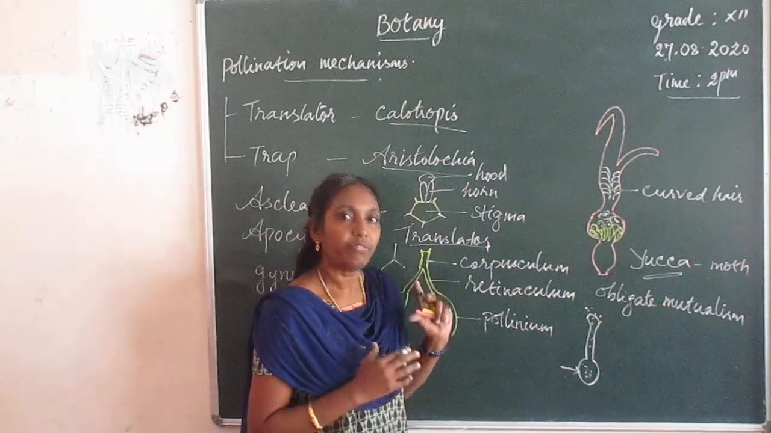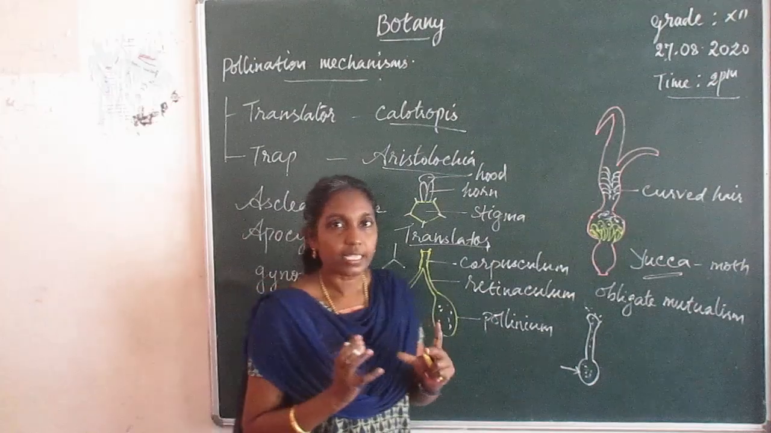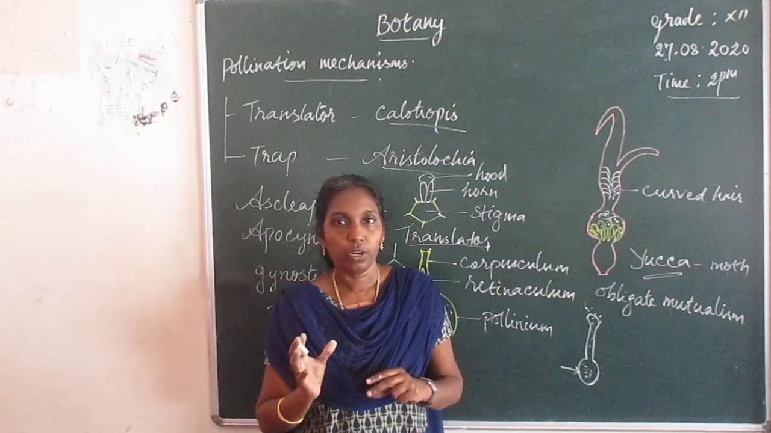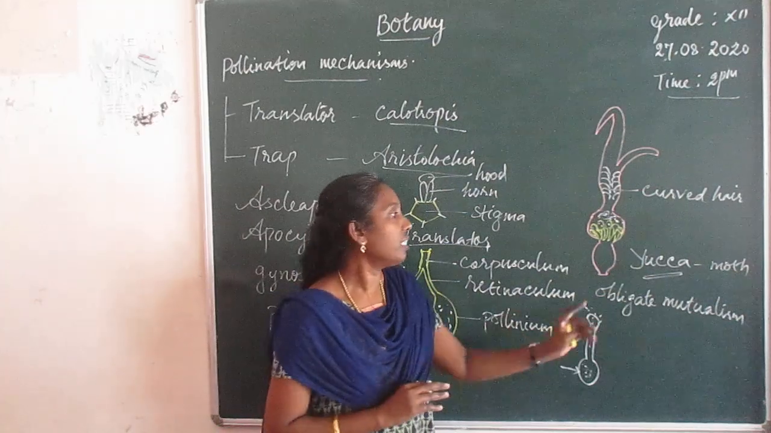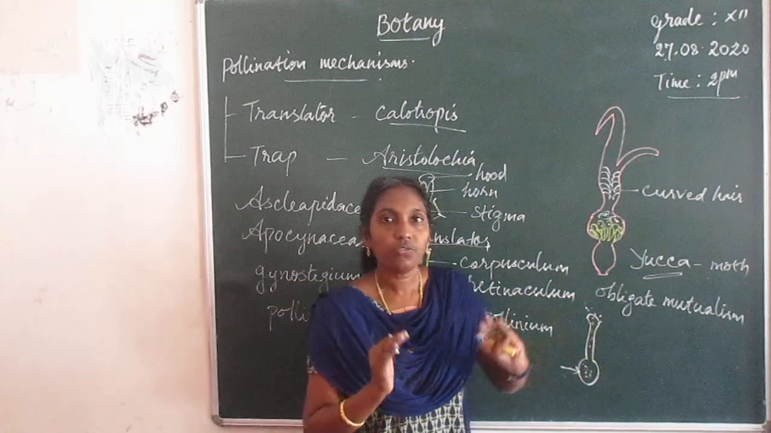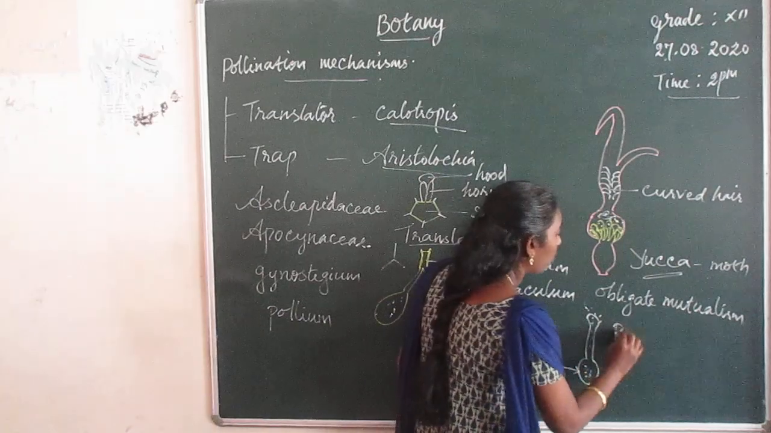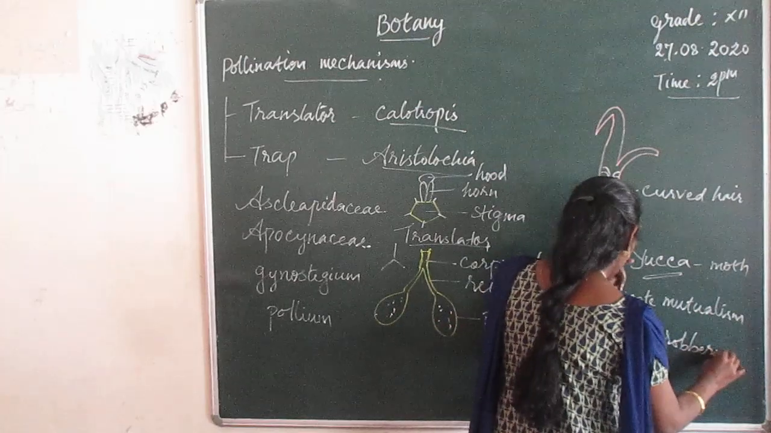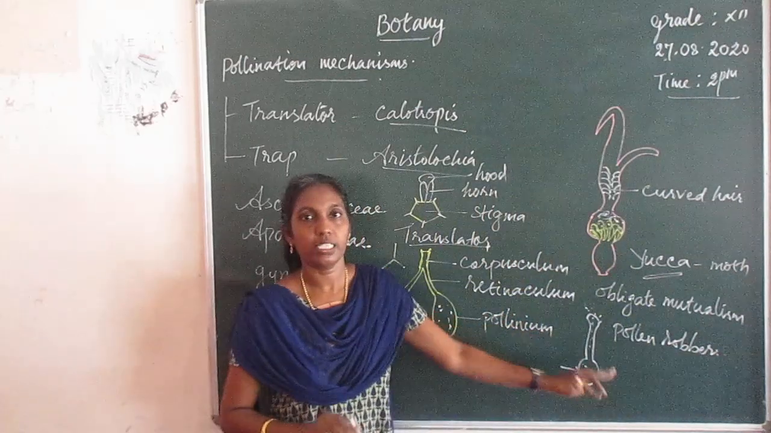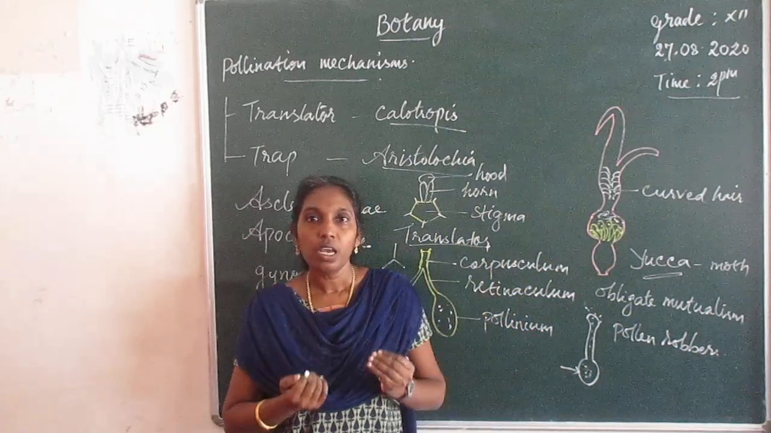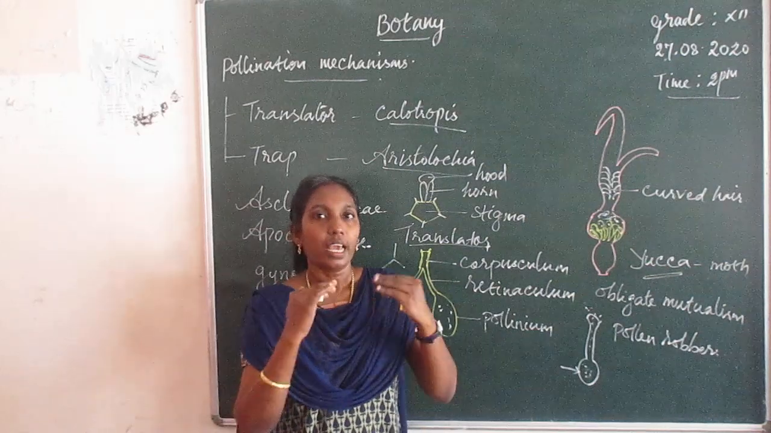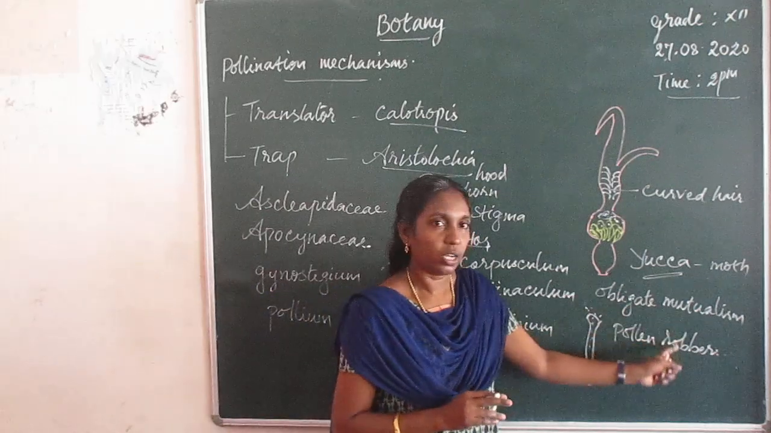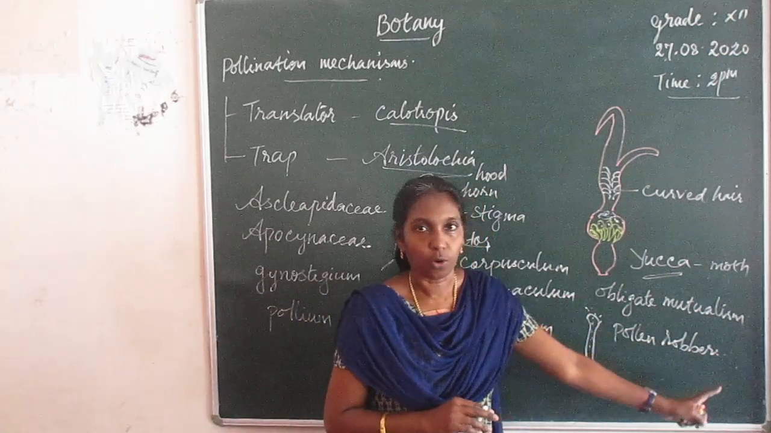Likewise, some insects, some visitors, come and collect the nectar and pollen, but they do not help in the process of pollination. Such visitors are called pollen robbers. Pollen robbers come only to collect the nectar and pollen, but they cannot help the process of pollination.